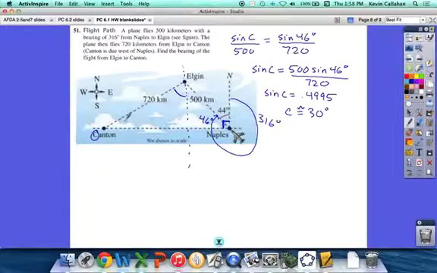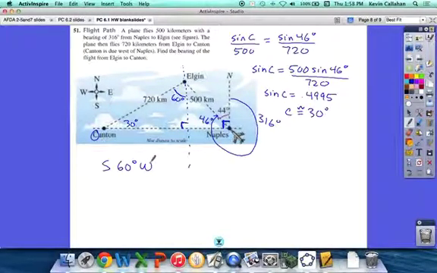So if this is 30 degrees, we need to know this angle here. Well, this is a straight north-south line. This is a straight east-west line. That's 90 degrees. So if that's 30, that's 60. So in terms of the bearing that we've been taught so far, we would say this is south 60 degrees west, right? South 60 degrees west.